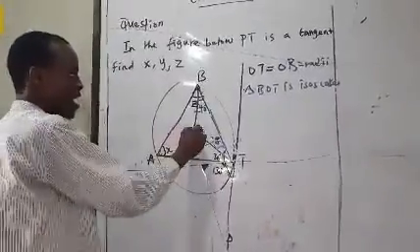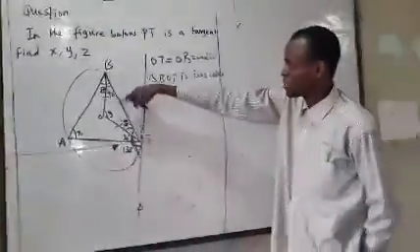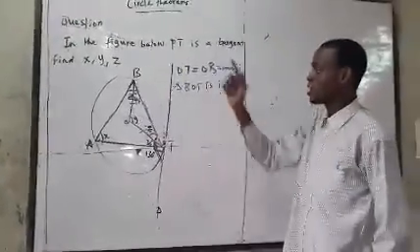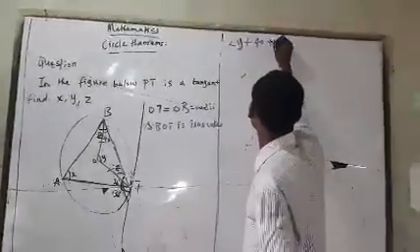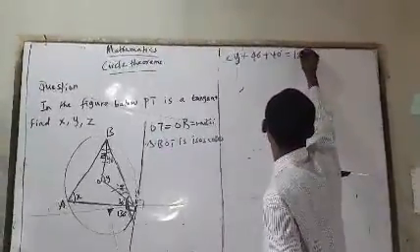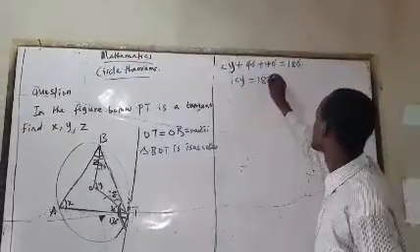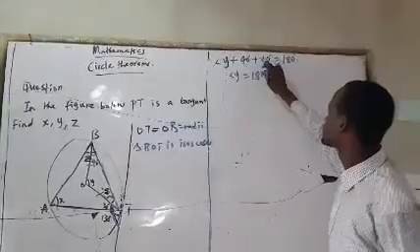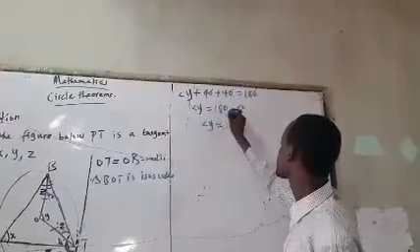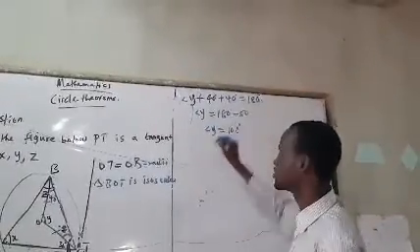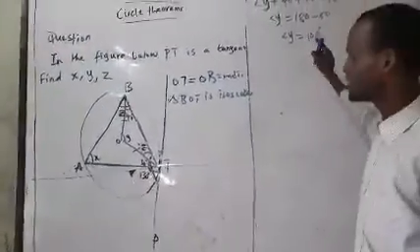So I believe we can find y now. To find y, since it's a triangle, we sum 40 plus 40 plus y equals 180 degrees. That is the sum of angles of a triangle. So angle y equals 180 minus 80, since 40 plus 40 is 80 degrees. So angle y is 100 degrees. So it means that the angle at the center is 100 degrees.